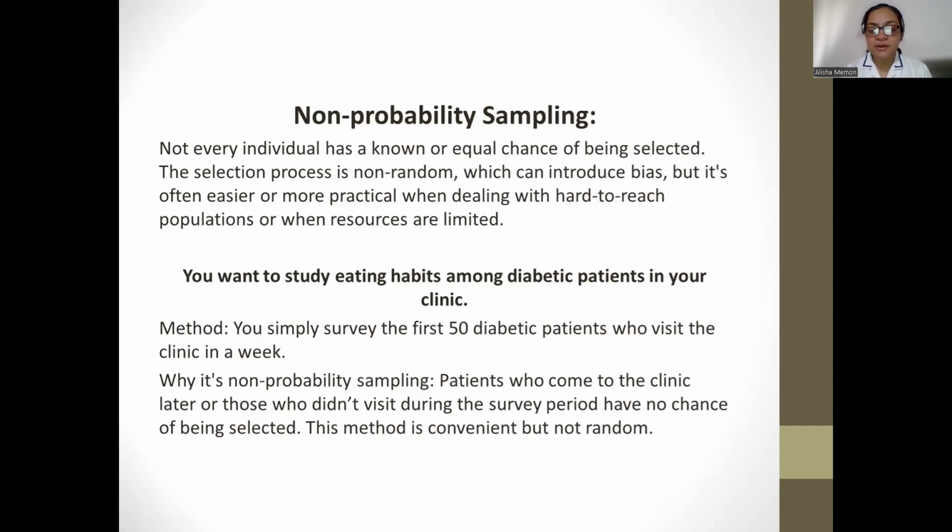So let's take an example here. Suppose I want to study eating habits among diabetic patients in a clinic. What I will do is the first 50 patients who come to my clinic will be recruited in the study. Why is it called non-probability sampling? Because patients who come to the clinic later or those who didn't visit during the survey period have no chance of being selected. So this method is more convenient and not random. This is known as non-probability sampling.